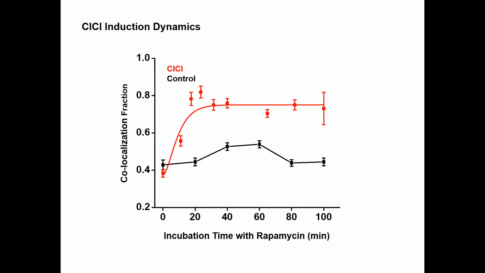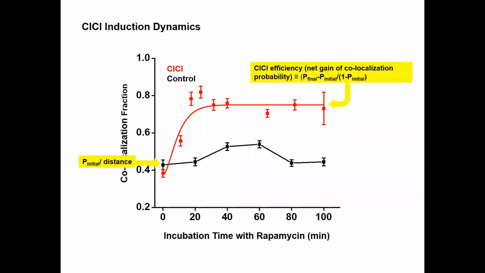Okay. From this kind of dynamic curve, we can get 3 parameters out. We can get the initial state of things, like the initial distance between the dots, the initial co-localization probability. We can get something that we define as CICI efficiency. Basically, it's the net gain of co-localization after putting in rapamycin. And we can also get the half-time, basically how fast the CICI can form. So now the CICI methodology is clearly working.